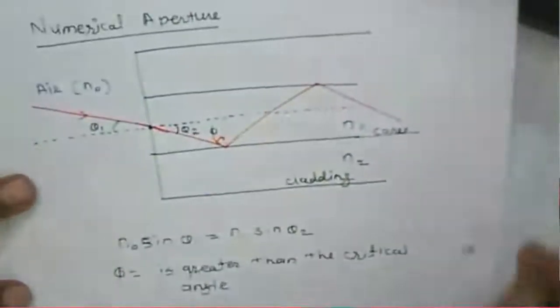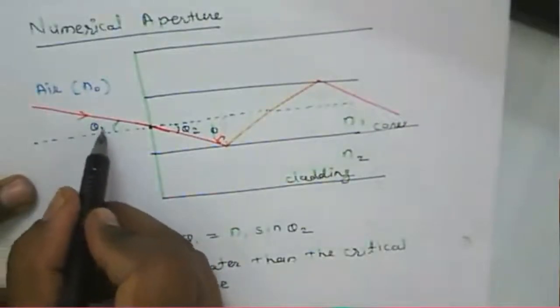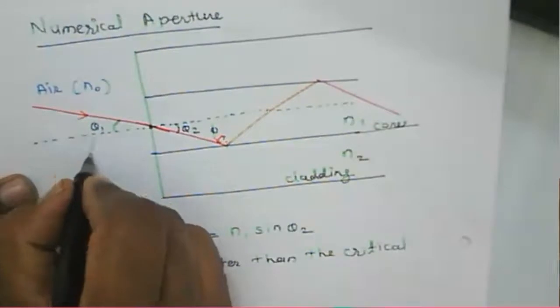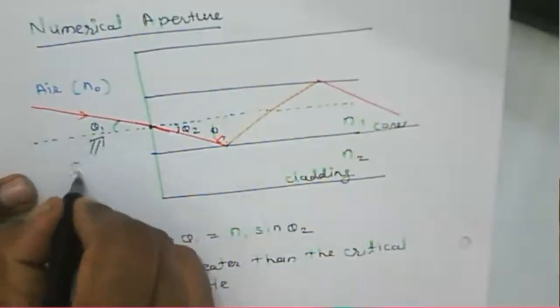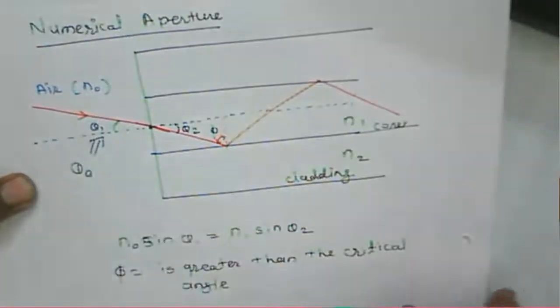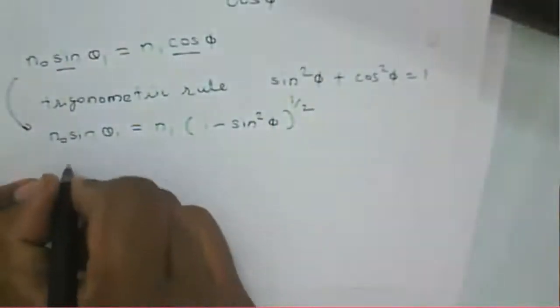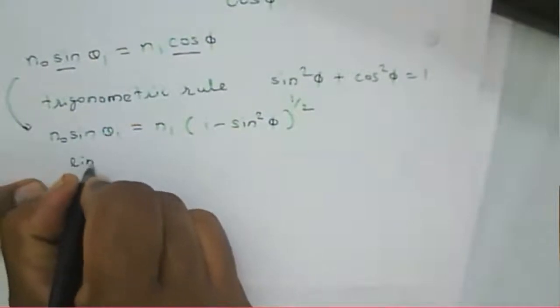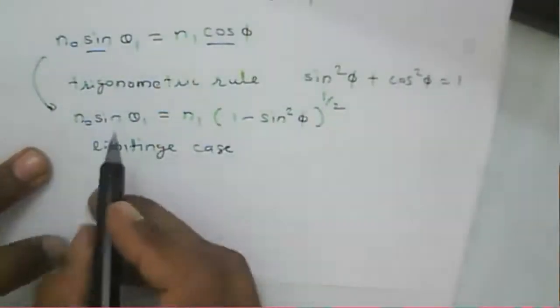Now we consider the condition of the limiting case. That theta 1, in the limiting case condition, is equal to the acceptance angle of this particular light ray.